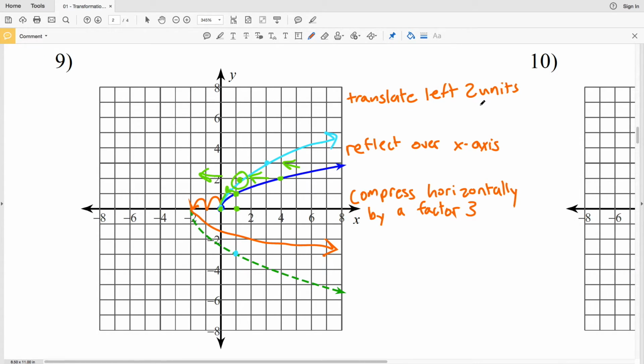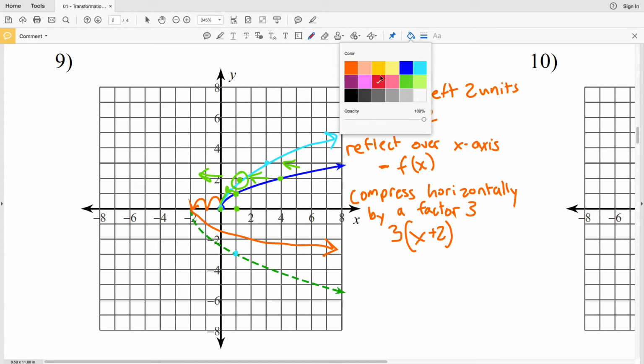So now, if we're translating left 2 units, we're going to be taking the variable and adding 2. If we're reflecting over the x-axis, then we're going to be taking the opposite of the function. And if we're compressing horizontally, we're going to be multiplying to the variable, but because the translation to the variable happens first, we're going to be multiplying to x plus 2, and that's by a factor of 3, and since this is compression horizontally, that will be the whole number 3.